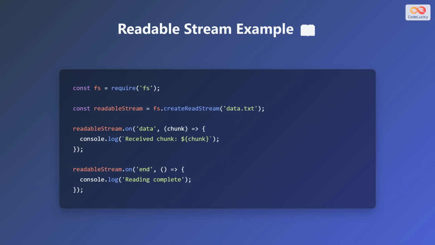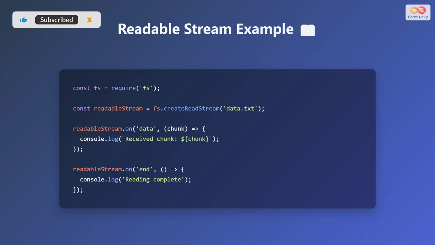Here's an example of a readable stream. First, the file system module is imported using the require function and assigned to the variable fs. Next, a readable stream is created using the createReadStream method of the file system module, reading from the file data.txt. An event listener is attached to the stream to listen for the data event, which is emitted when a chunk of data is available. Inside the event listener, the received chunk is logged to the console.